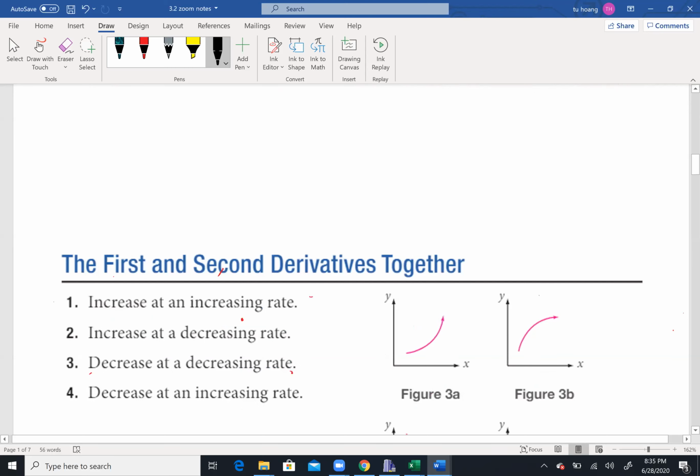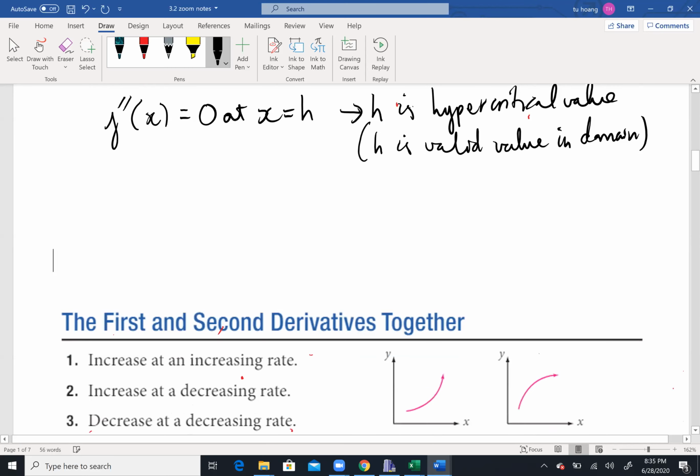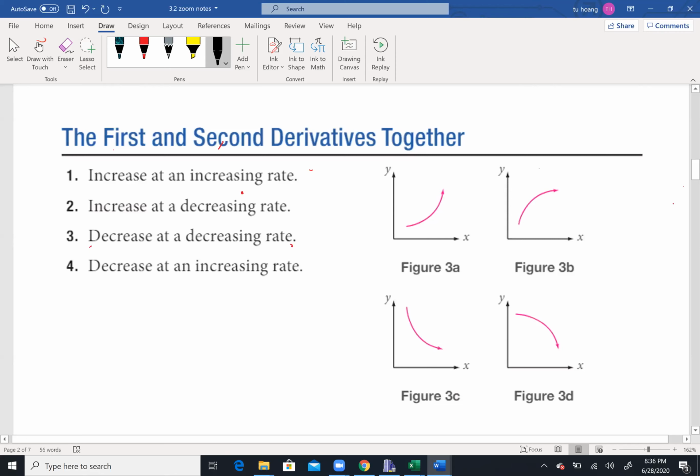Now let's move down here and talk about what we're going to have if we combine the first and the second derivative together. I did talk a little bit about this in section 2.3, higher order of derivative, and also in 4.2 or 3, I think. But let's come back to this.